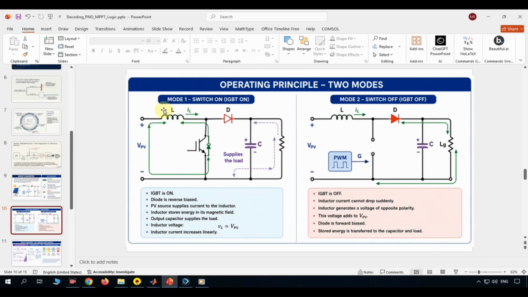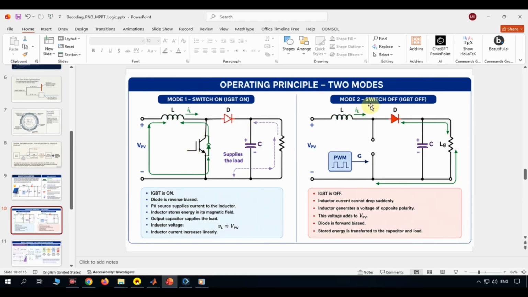In the first mode, the switch is on. When the PWM signal turns the IGBT on, the diode becomes reverse biased. During this interval, the photovoltaic source supplies current directly to the inductor. The inductor stores energy in its magnetic field, while the output capacitor supplies the load. The inductor voltage is approximately equal to the PV voltage, and the inductor current increases linearly.